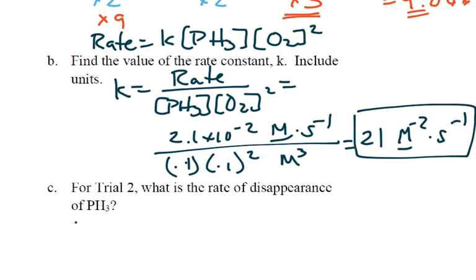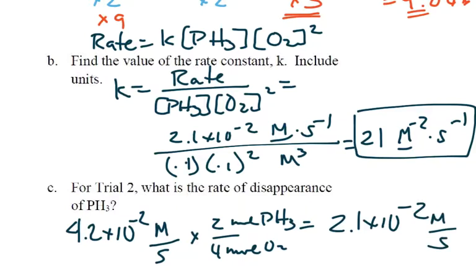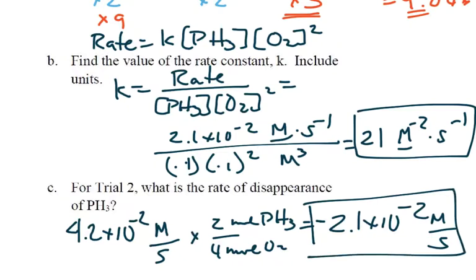So I would write that officially. 4.2 times 10 to the negative 2 moles per liter per second, times 2 moles of pH 3 for every 4 moles of O2. So my rate is going to be 2.1 times 10 to the negative 2 moles per liter per second, and since this is going away, I'm going to call that negative, because it's being used up. And I think that's all the prep problems.